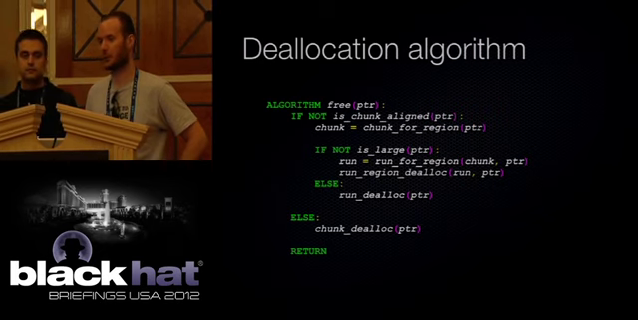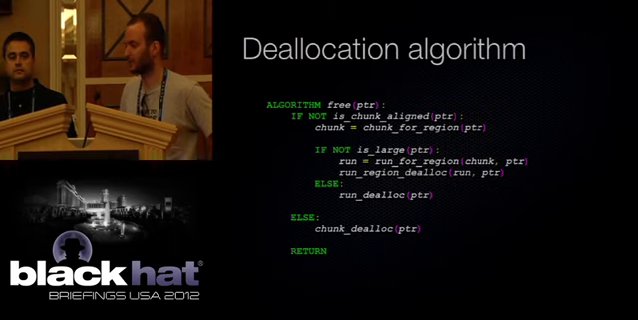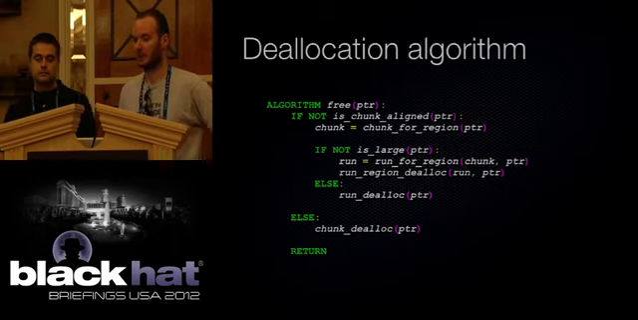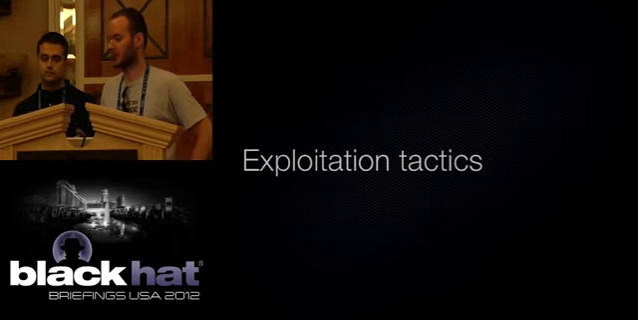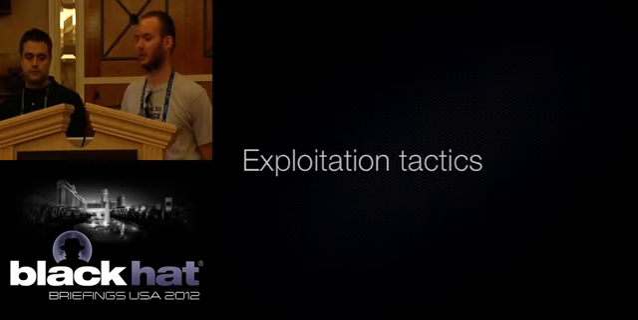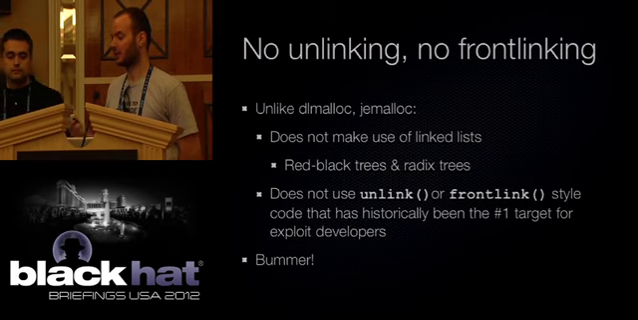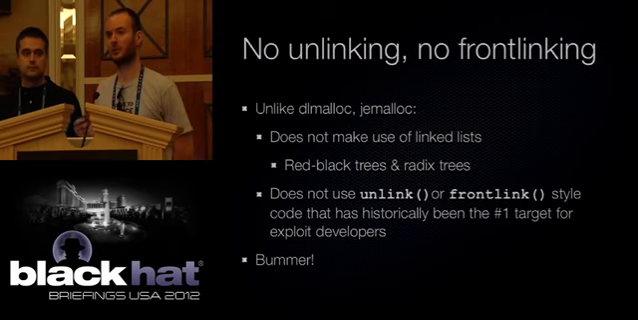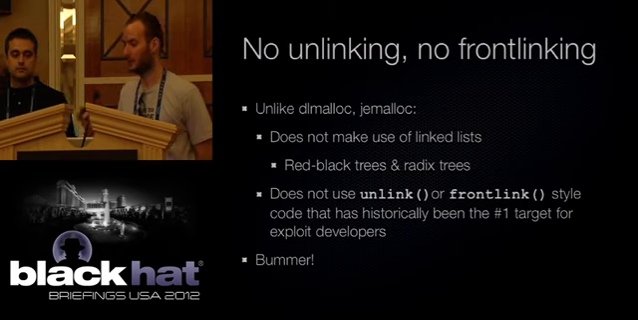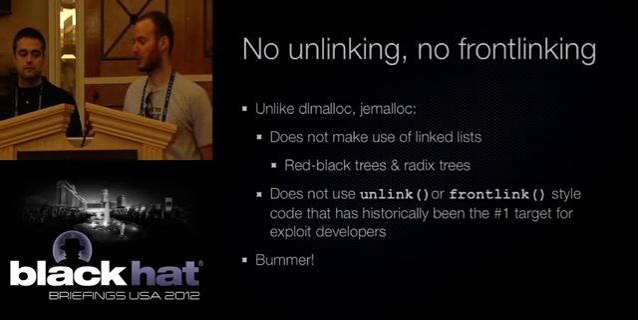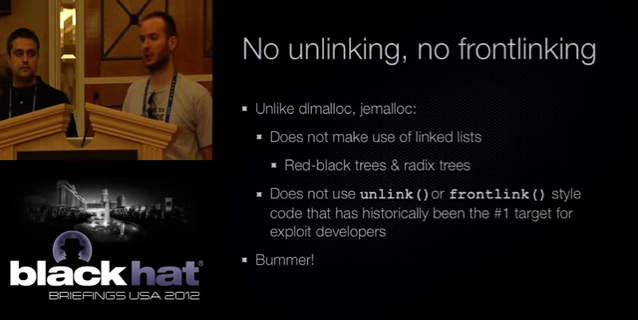So now let's move on to more specific exploitation tactics. Unlike dlmalloc and probably other allocators, jemalloc doesn't use any linked lists. It uses red-black trees and radix trees. And of course, as a side effect, there are no unlink or frontlink style code in jemalloc. This is important because unlink and frontlink have historically been the number one target for exploit developers.